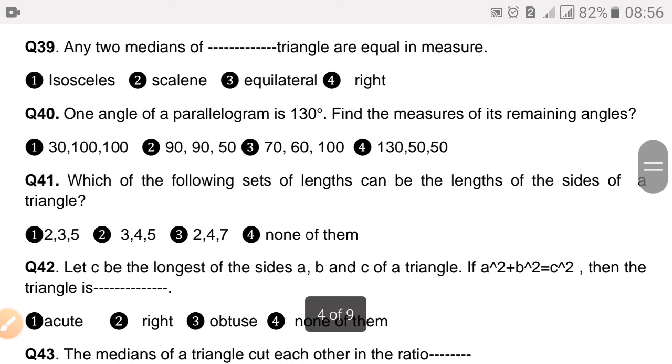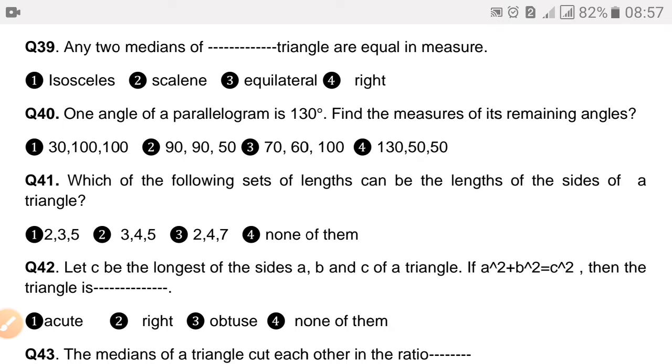Question 41 is: which of the following sets of lengths can be lengths of the sides of a triangle? The first choice is 2, 3, 5, the second is 3, 4, 5, the third is 2, 4, 7, and the fourth is none of them. So how to prove that these lengths are sides of the triangle? If these lengths satisfy the conditions for the Pythagoras theorem, then they are the sides of the triangle, otherwise they are not.